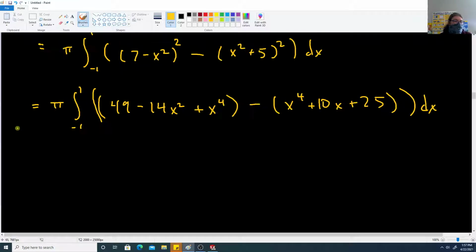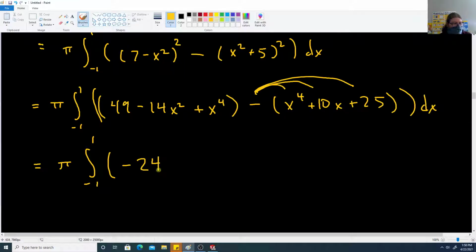Okay. So let me distribute the negative, and we'll do some of that addition and subtraction in our head to generate the final form of what we're actually going to integrate. So I have positive x to the 4th and negative x to the 4th, so that cancels out all the x to the 4ths. I have negative 14x squared. The negative distributes, so I get minus another 10x squared, which would be negative 24x squared. I have 49 minus 25. If we have 49 and we take 25 away from it, that leaves me 24, and it's going to be positive.